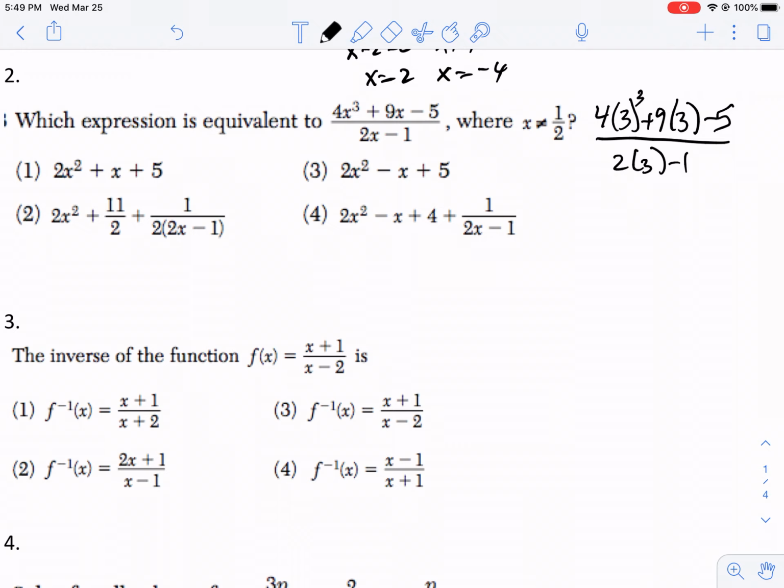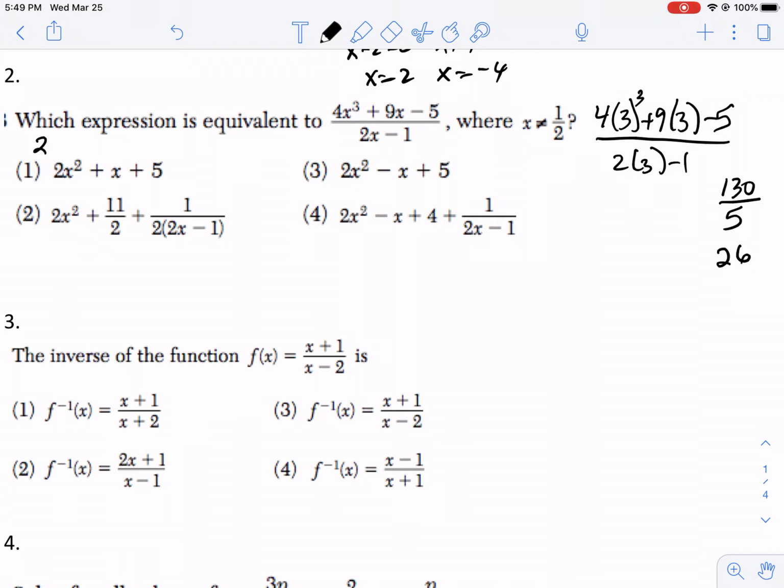And I get 130 on top. And I'll get a 5 on the bottom. So then when I divide, I get a value of 26. So when I plug my favorite number in, the value of the fraction in the question is 26. So now what I'm going to do is plug my 3 into all the x's in the answer choices and see which one gives me a 26.